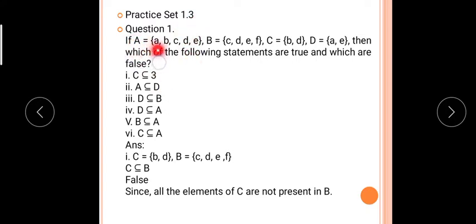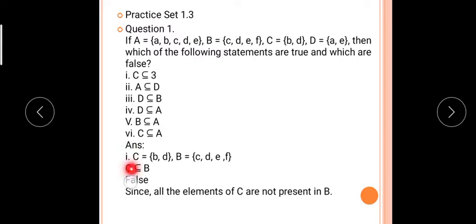If A is {A, B, C, D, E}, these are the five elements. What can we say? Set A has the elements A, B, C, D, E. Set B has the elements C, D, E, F. Set C has the elements B, D, and set D has the elements A, E. Then which of the following statements are true or which are false? According to the given information, we have to write which are the true statements and which are the false statements.